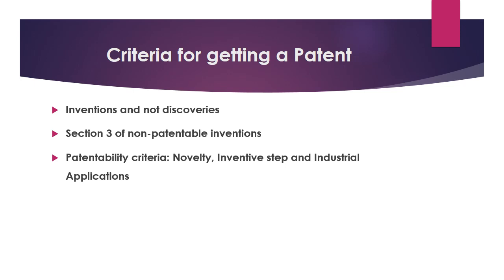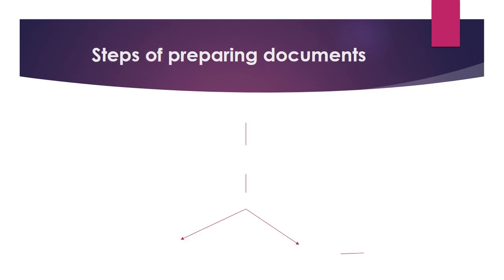So the next step is preparing documents. After the patentability search, when you decide that your invention has all three criteria of patentability and you decide to go ahead for an Indian patent application, the first step is to strategize your patent claims.